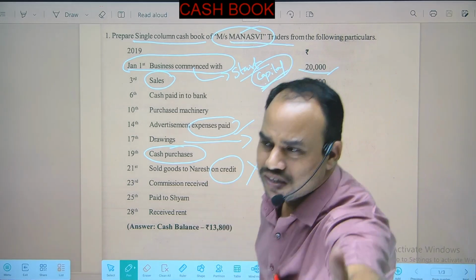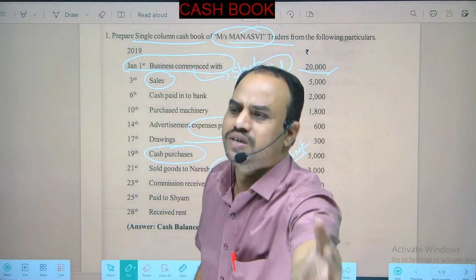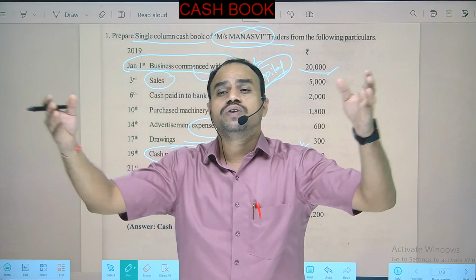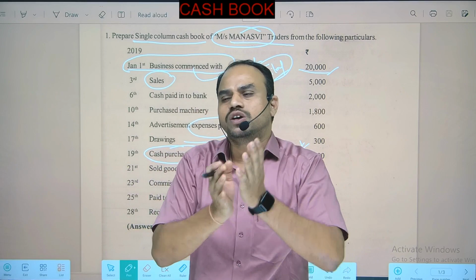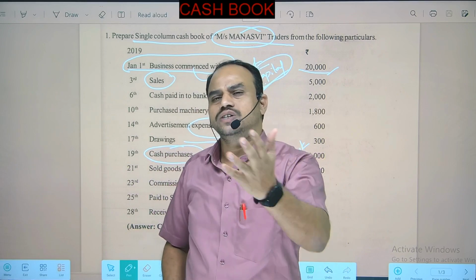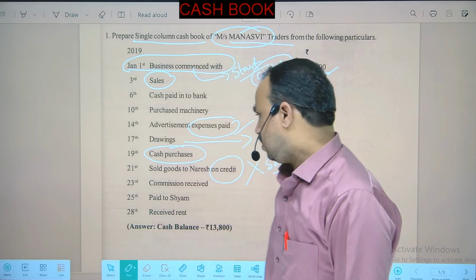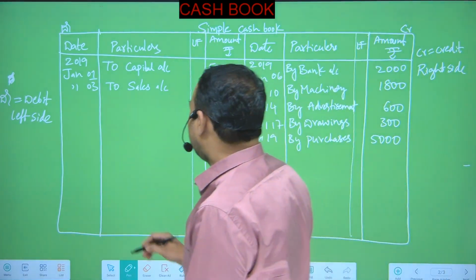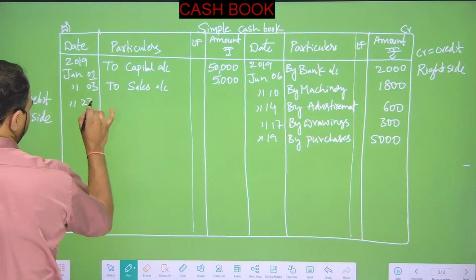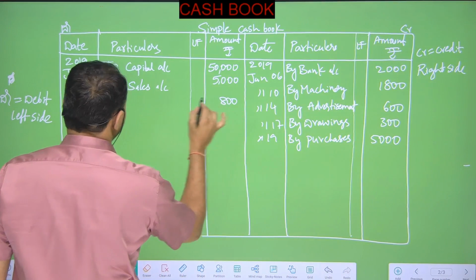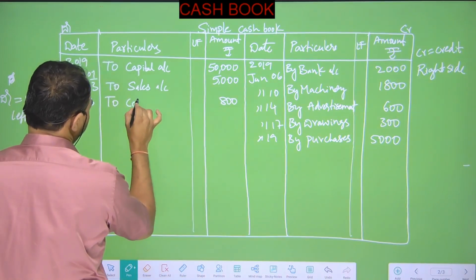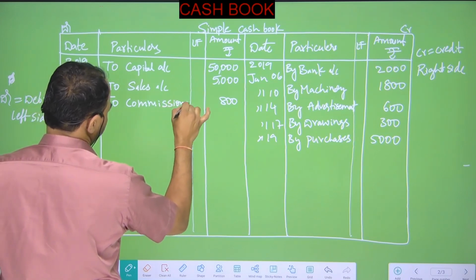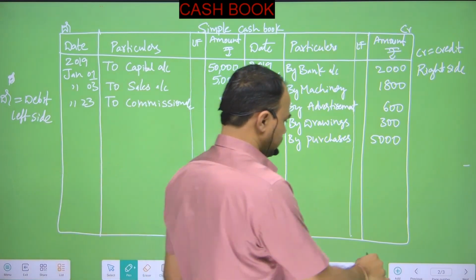Commission received. The business received commission. In which form will we receive it? We will receive it in cash form. So commission received means nothing but cash received. So cash is coming into the business. So on the debit side we have to write 800, date 23rd, to commission. What did we receive here? Commission. So write down here to commission account. Okay, right. See the next transaction.